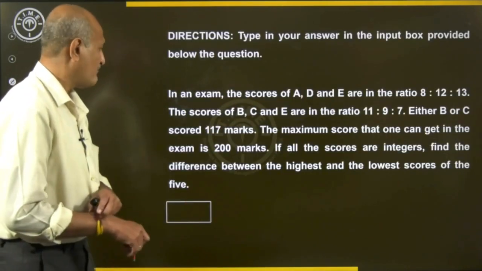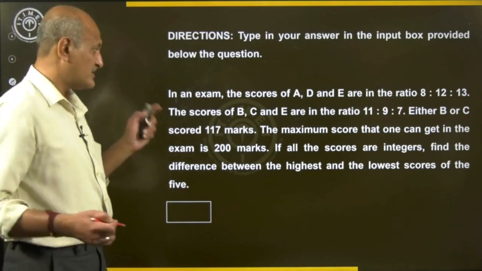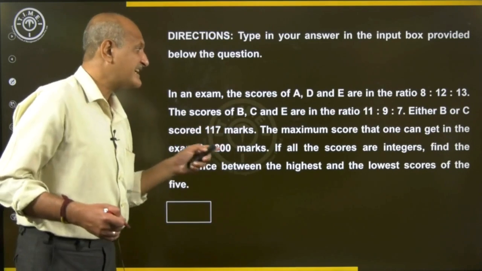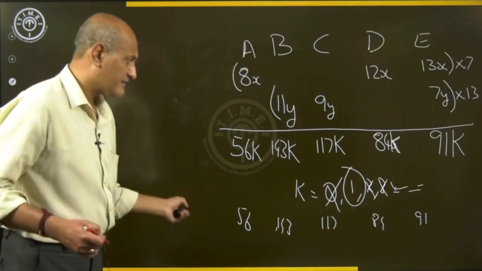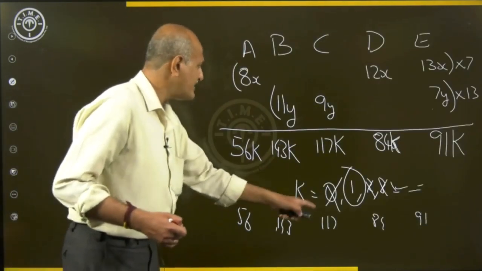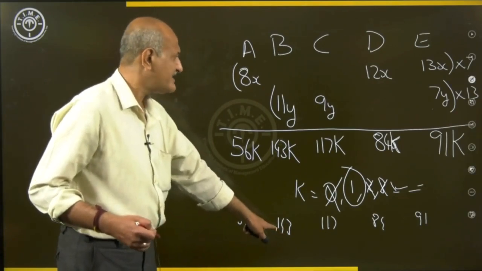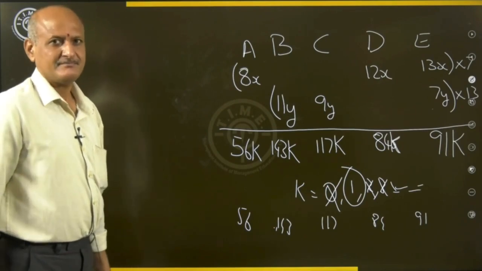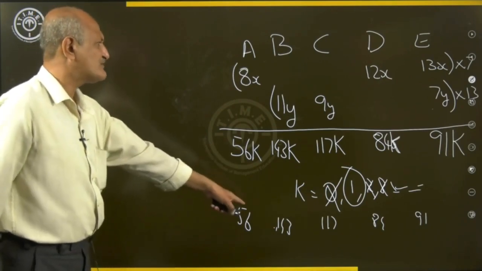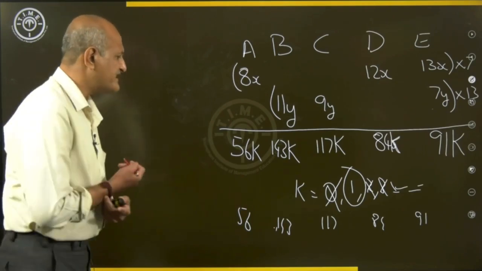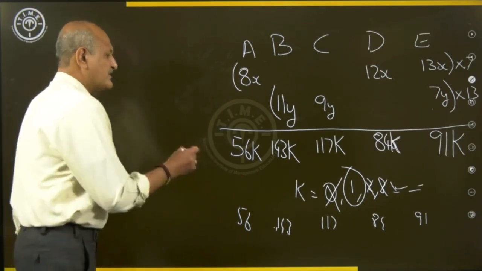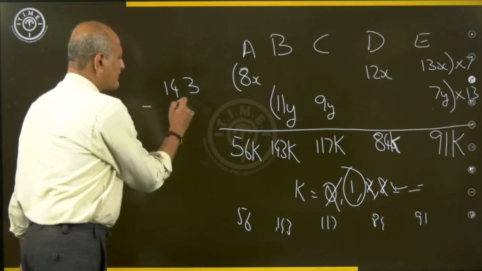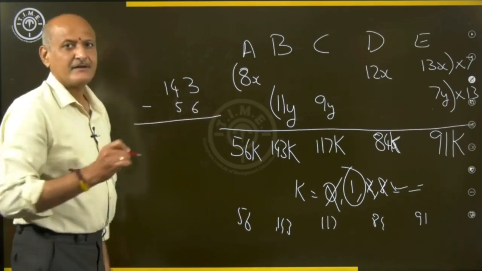Now, with these values known to us, we can answer the question. What is it asking? If all the scores are integers, find the difference between the highest and the lowest scores of the 5. Clearly, among all these, 143 is the highest and 56 is the lowest. So the question is asking to find the difference: 143 minus 56 here.